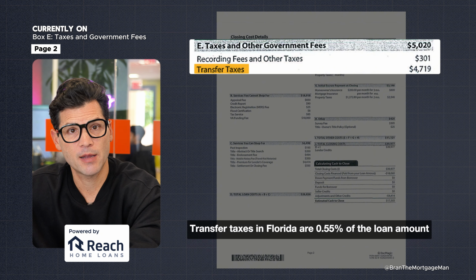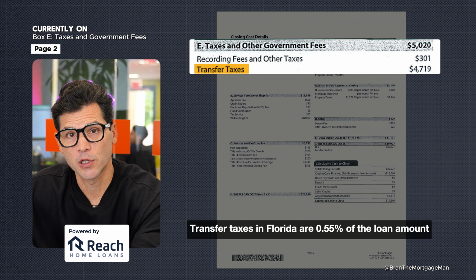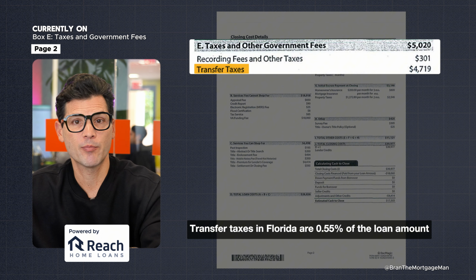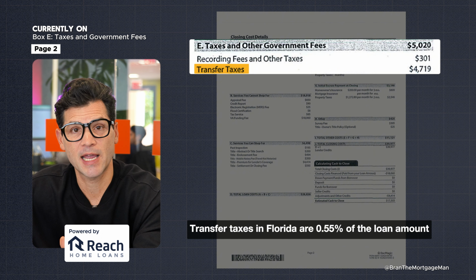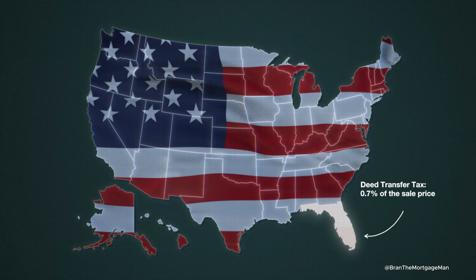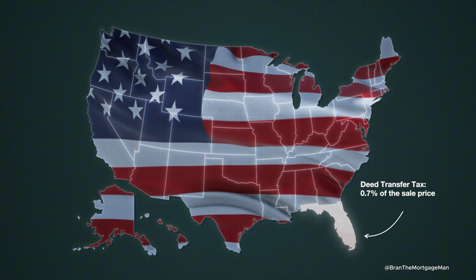Transfer taxes, as I mentioned, in Florida, we have taxes that are equal to 0.55% of the loan amount. So anytime you get a mortgage in the state of Florida, you're going to pay 0.55% of whatever you're borrowing in these stamps. The seller on the property, or you as the buyer, if you're buying new construction or a bank-owned property, maybe you bought a foreclosure and it's owned by the bank, there's another transfer tax you'll have to pay. In Florida, it's the deed transfer tax, and that's equal to 0.7% of the sale price. So it's pretty hefty.